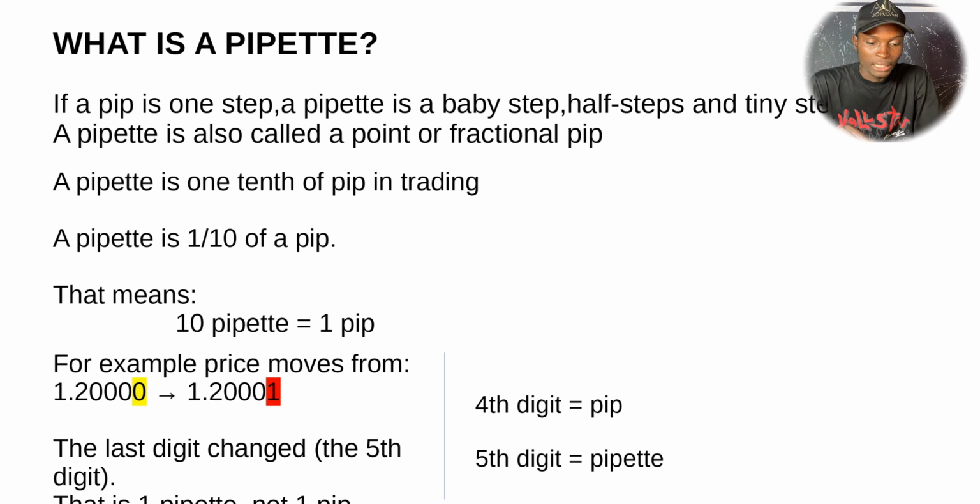That is the pipette, and it's moved from 1.20000 to 1.20001, and that is not 1 pip but 1 pipette. The 4th digit is 1 pip, the 4th digit is the pip, while the 5th digit is the pipette. Mind you, this is for pairs carrying the USD as their quote currency. Not all pairs behave this way. All right.